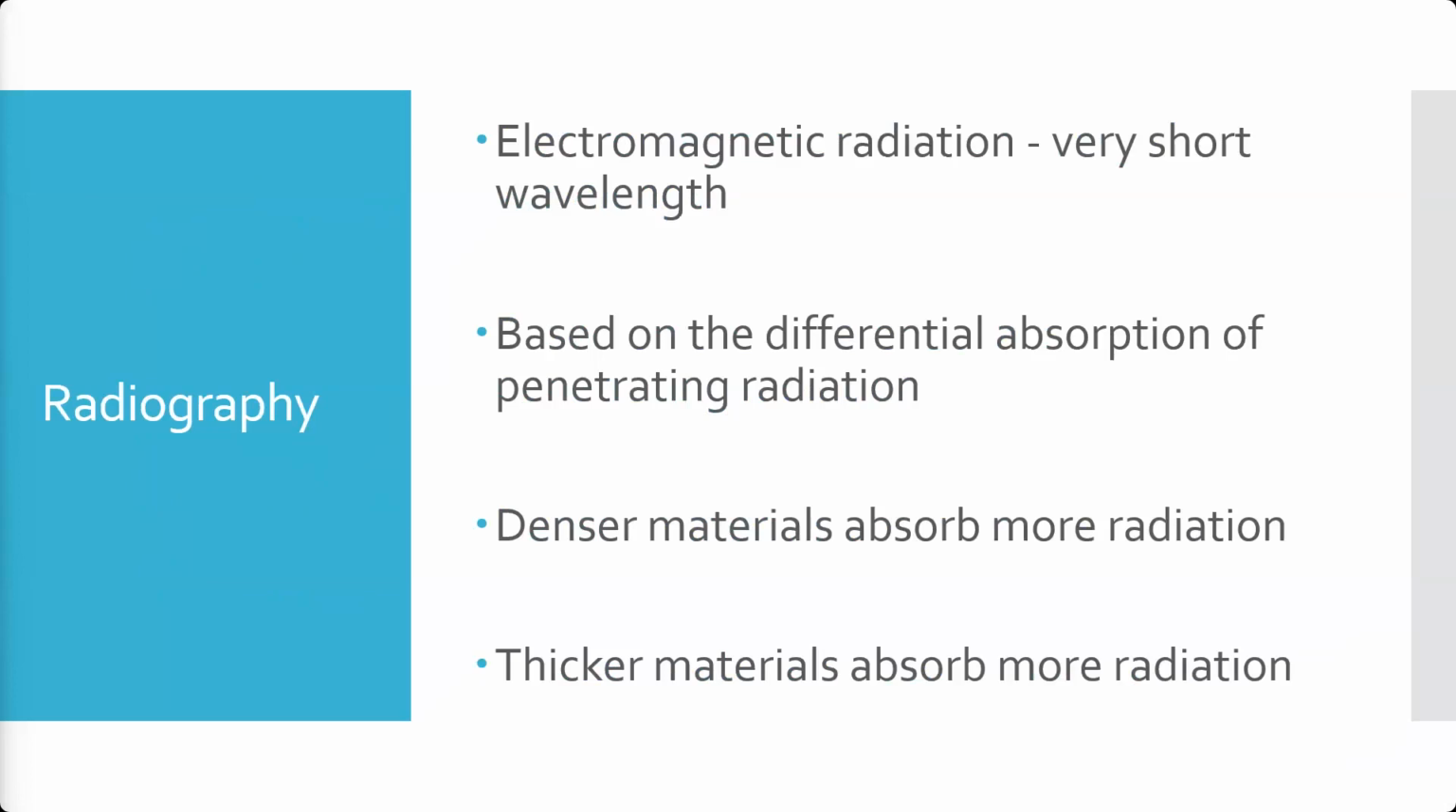So if you have a given material and you have a thicker area and a thinner area, that's going to affect how much radiation passes through. Radiography is a pass-through technique. You have to have a transmission on one side of the object and then some kind of a detection mechanism on the other side of the object.